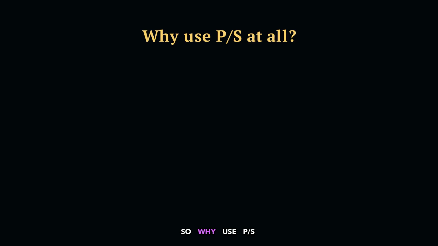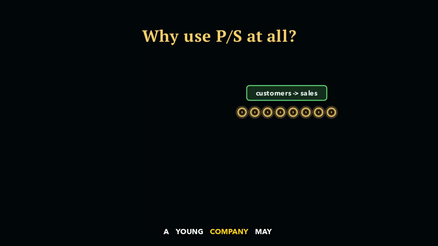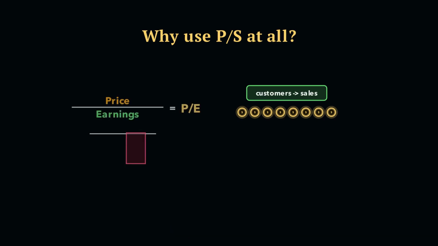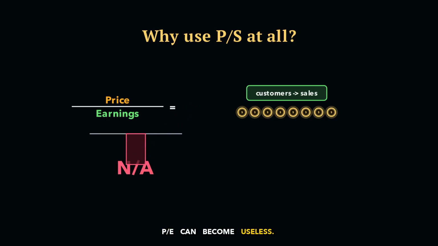So why use PS if it ignores so much? Because sometimes profit is not there yet. A young company may be spending heavily to grow. It may have customers, it may have sales, but after all expenses, it may still lose money. When profit is negative, PE can become useless. You might see N/A. PS gives investors an earlier clue.